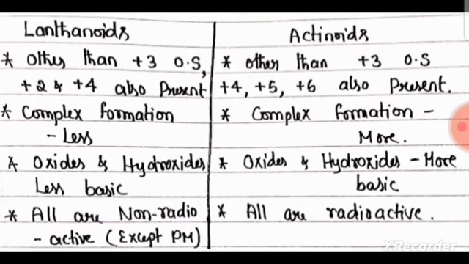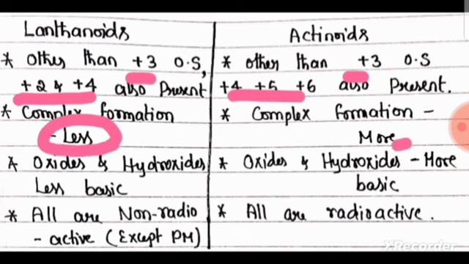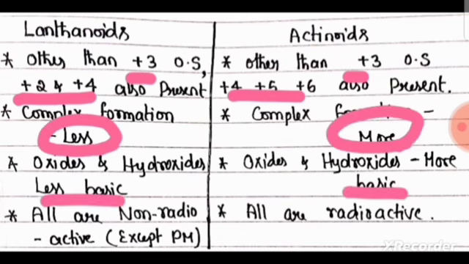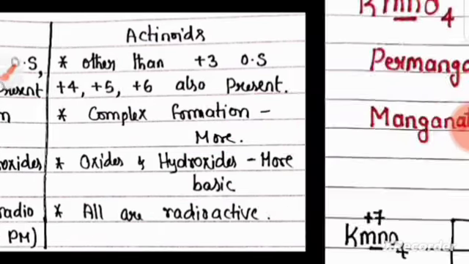Now the dissimilarities between lanthanides and actinides. Both show +3 oxidation state. In addition to that, lanthanides have +2 and +4 as common oxidation states. Actinides have +4, +5 and +6. Complex formation is less in lanthanides, whereas it is more in actinides. The oxides and hydroxides of lanthanides are less basic, whereas in actinides they are more basic. In lanthanides, all are non-radioactive except Pm, whereas all actinides are radioactive.